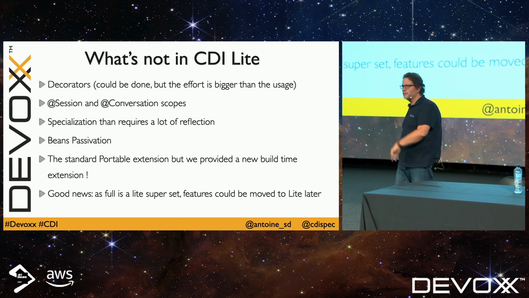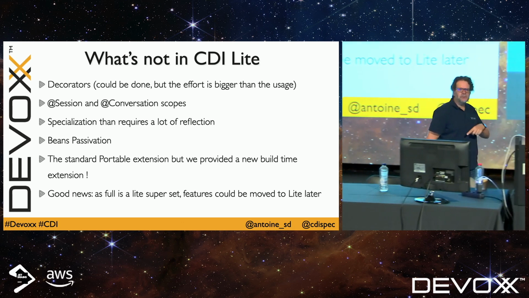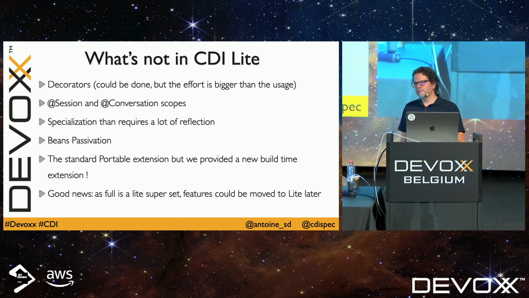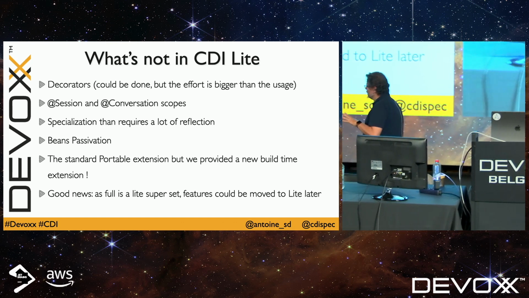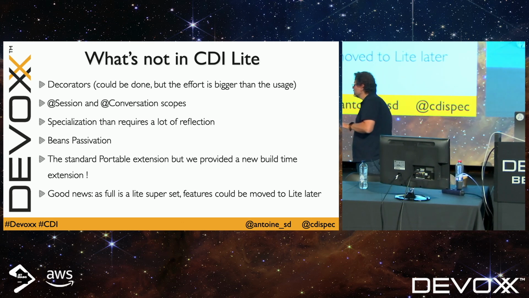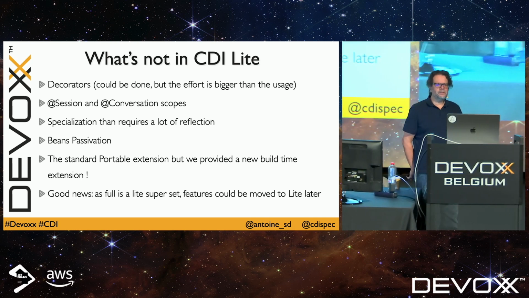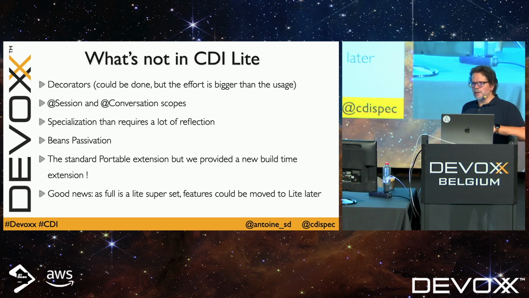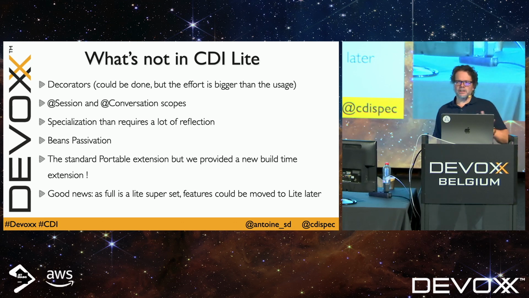I started this slide by listing the things that are in CDI Lite, but it was easier to list the things that are not in CDI Lite. As I said, the idea was to take the maximum possible from the spec in CDI Lite. So we removed some stuff, but the list is rather short. We don't have decorators. It's not a technical limitation here, but we see that decorators are not very used, so right now, it's not part of CDI Lite. As I said in my last point, as CDI Full is a superset of CDI Lite, you could imagine later that some of these features could move from Full to Lite without changing the global spec. So it could be possible to move that in the future.